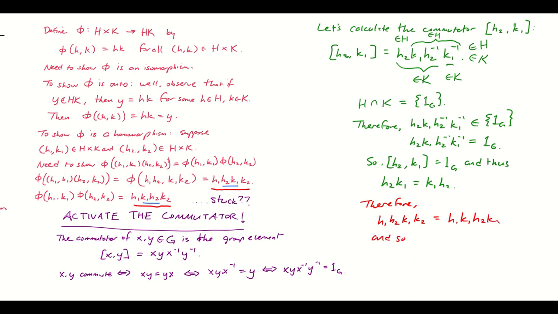And so, phi of (H1, K1) times (H2, K2) is equal to phi of (H1, K1) times phi of (H2, K2). So phi really is a homomorphism.